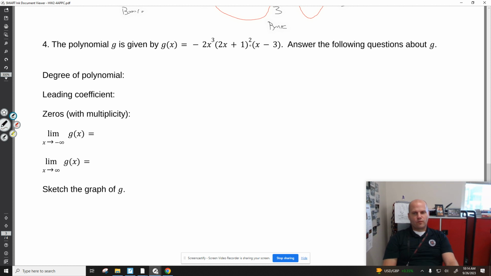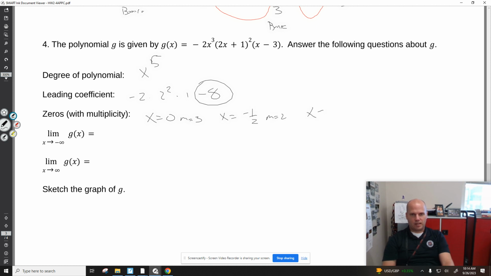1, 2, 3, 4, 5. This is an x to the 5th polynomial. -2 times 2 squared times 1. That's 4 times -2. That's -8. That's the leading coefficient. My zeros are x equals 0, multiplicity is 3. We're going to have a bend. X equals -1/2, that's a multiplicity of 2. We're going to have a bounce. And x equals 3, multiplicity of 1.